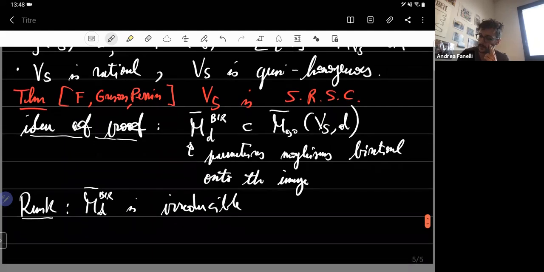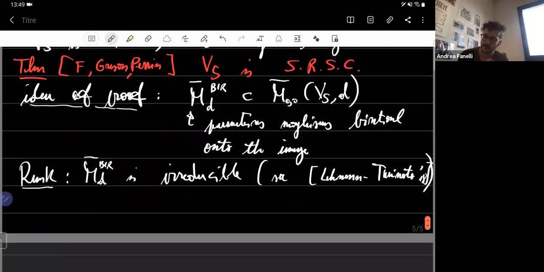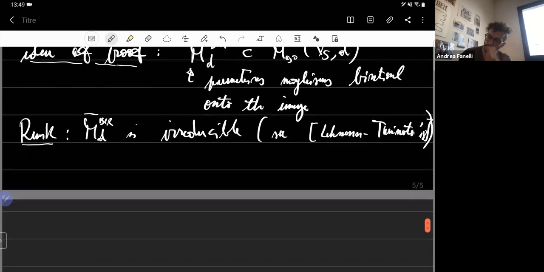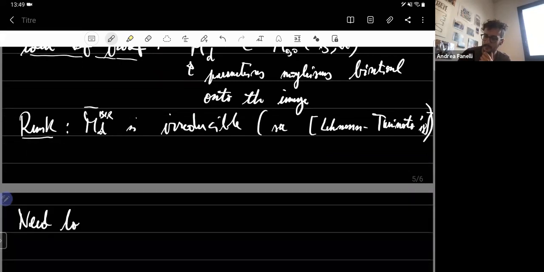This is a theorem by Lehmann and Tanimoto, 2018. I should say that this irreducibility also comes from our proof, but it's important to mention that this was kind of known at the time. So, we are looking for rational connectedness. We need to prove that M_D birational bar is rationally connected.